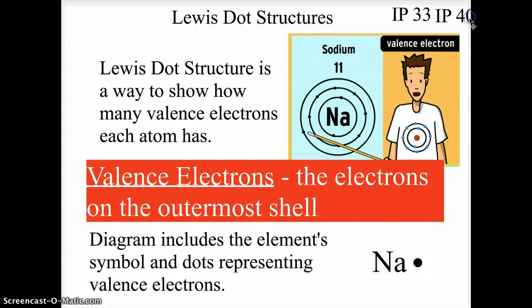So there was a man a number of years ago, last name Lewis, that came up with a way to show how many valence electrons an atom has. If you're in my class, we already discussed what a valence electron is. If you're in Mrs. Brown's class, let her explain to you. Valence electrons are the electrons on the outermost shell when you're drawing a Bohr diagram for an element.